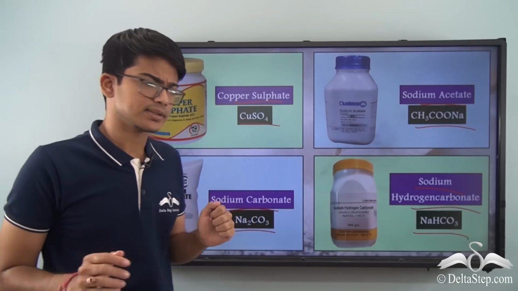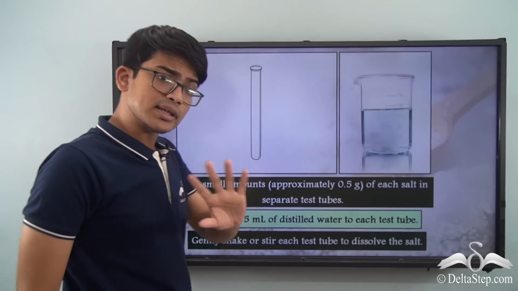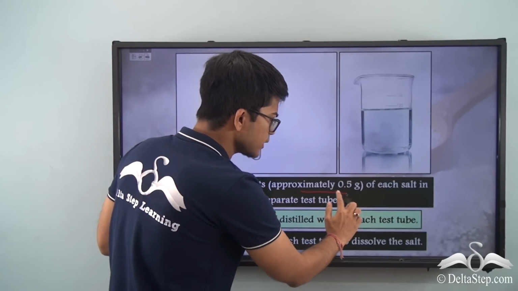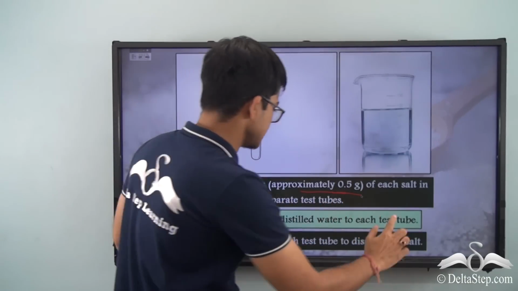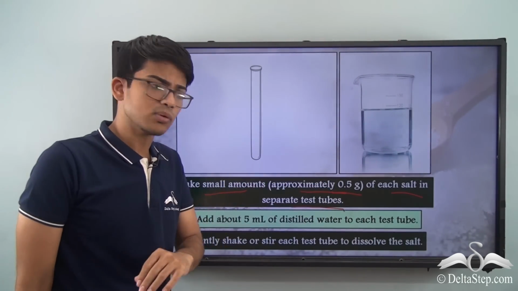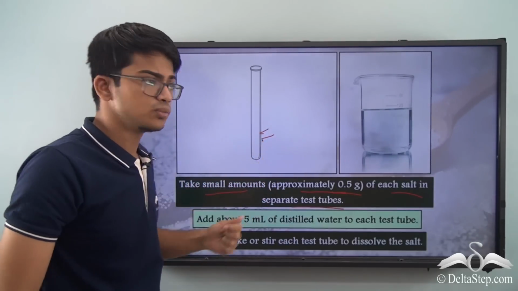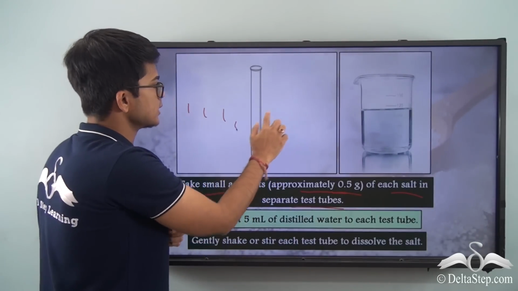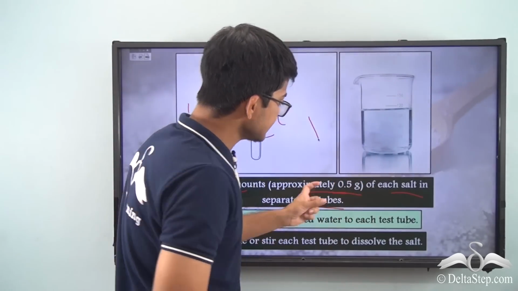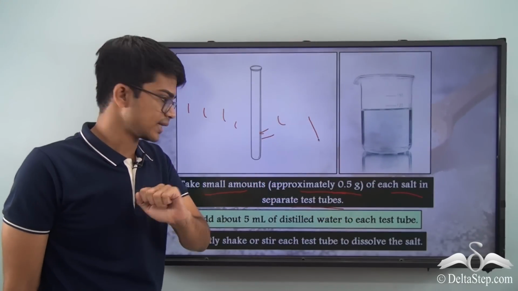Now let's try to see it. So what are we supposed to do? First of all, take a small amount, approximately 0.5 gram of each salt, in separate test tubes. So all of these salts we talked about, you will be taking in each test tube. Here you can see one test tube, but there will be plenty more. So 7 more obviously, and you will be taking 0.5 gram of these salts in those test tubes. That is the first thing.